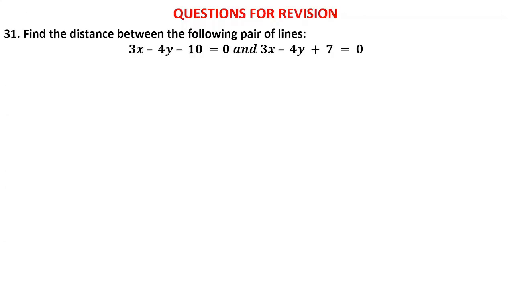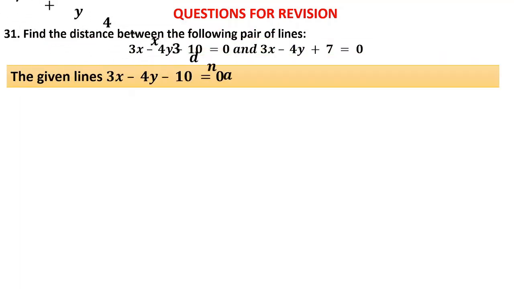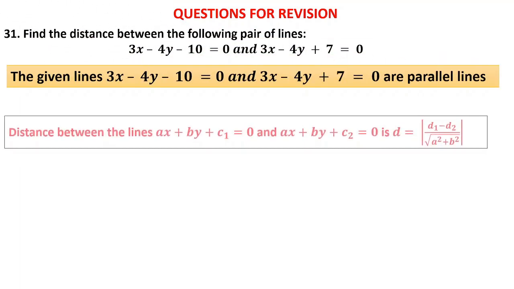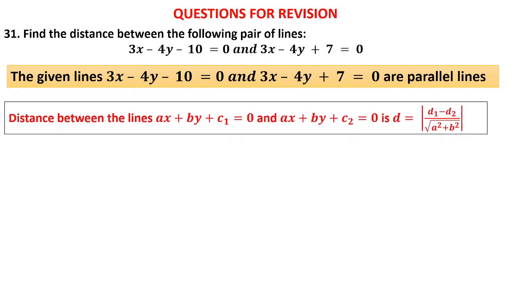Find the distance between the following pair of lines. Now whenever they give distance, it means perpendicular distance, the distance between two parallel straight lines. You are visualizing here both the lines differ only in the constant. Therefore the given lines are parallel and the distance between them is given by c1 minus c2 by square root of a square plus b square.